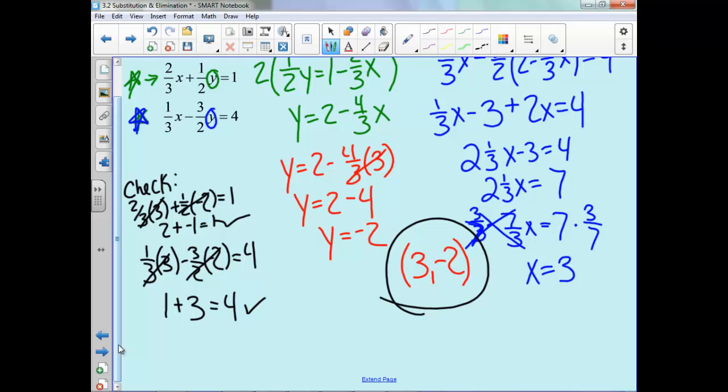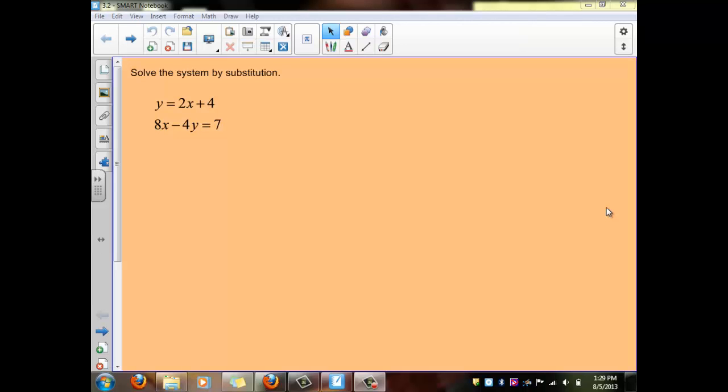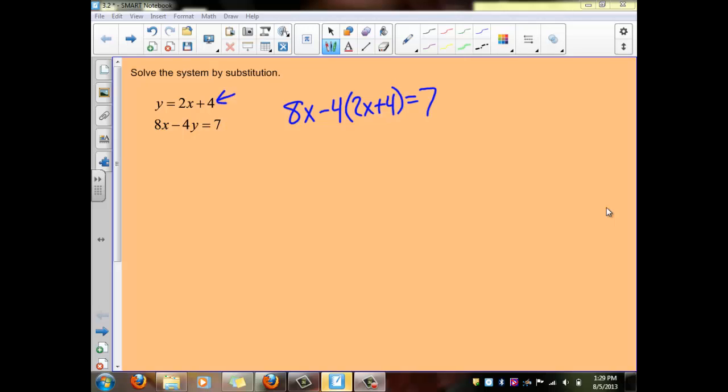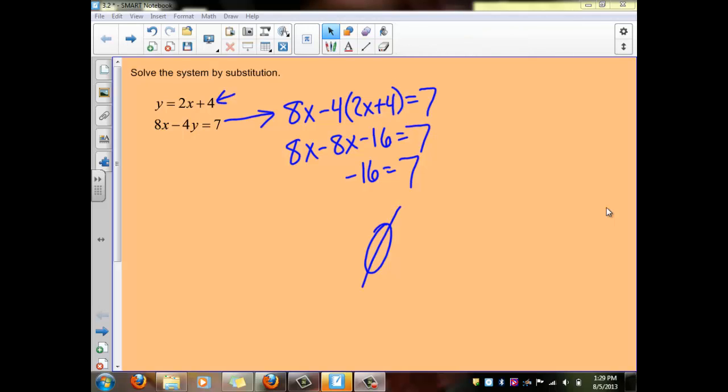So here's our answer. So using substitution, notice this equation's already solved for y, so let's go ahead and substitute that into the second one. Notice we just substituted it in. Distribute. Notice negative 16 is not the same thing as 7. So what this means, since that's false, is there's no solution.